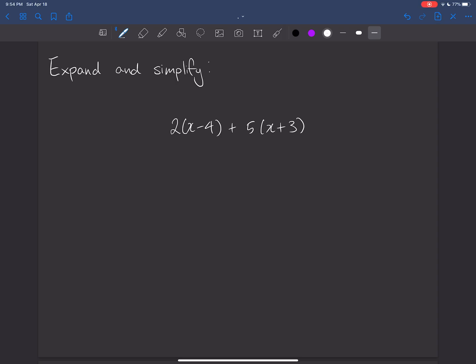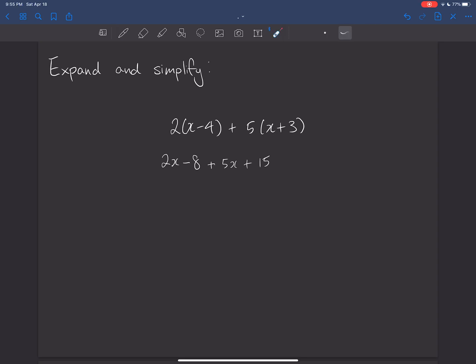All right, so we are going to expand and simplify this expression. And I'm going to start off by multiplying the coefficient of each set of brackets to all the terms inside the brackets. So starting off, I have 2x, and then 2 times -4, so minus 8. And then over here we have plus 5x, and plus 5 times 3, plus 15.